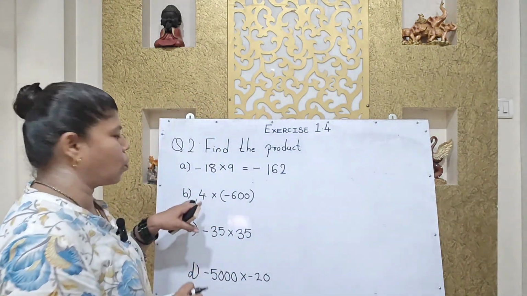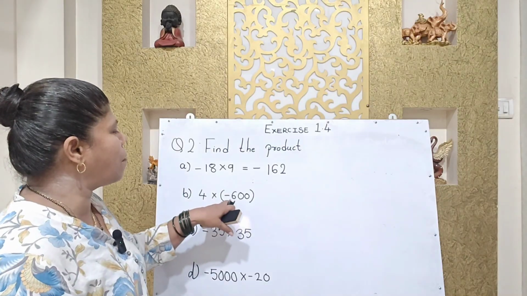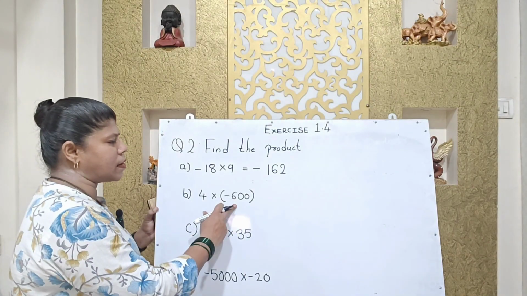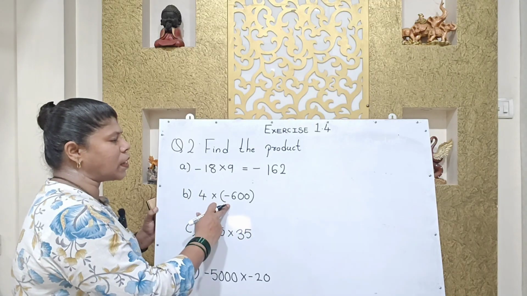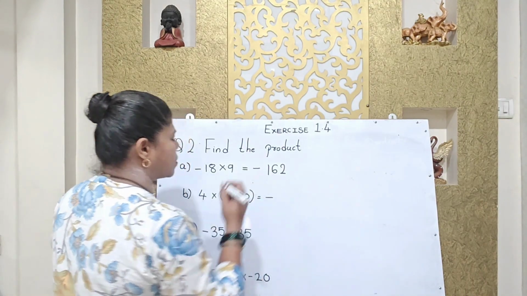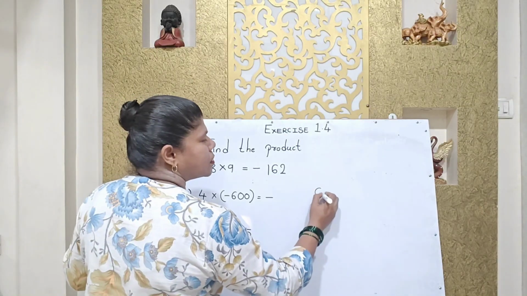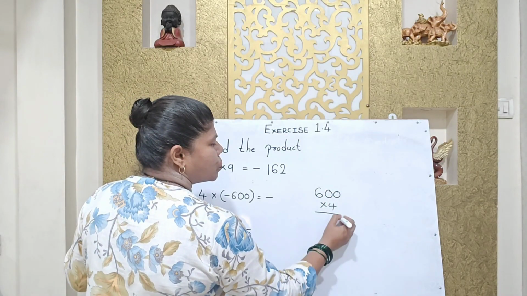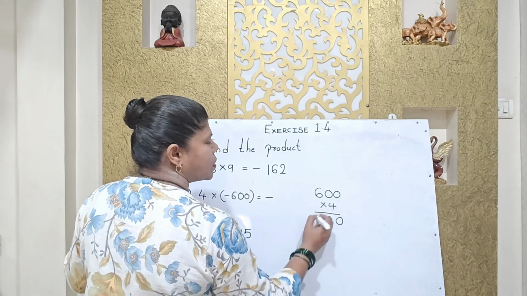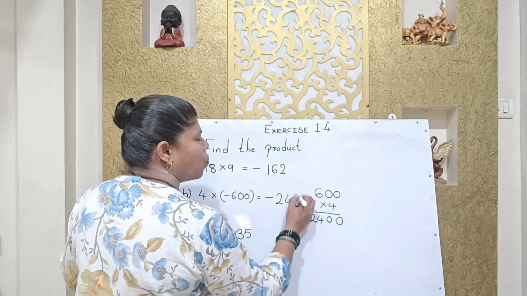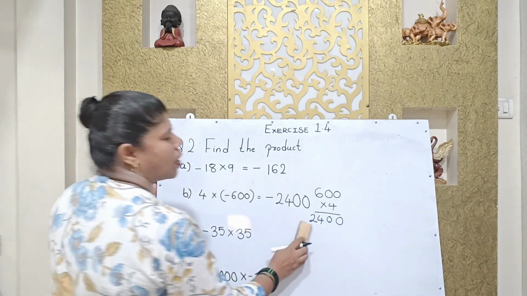Question number B. 4 multiplied by minus 600. Here 4 is positive, 600 is negative. Positive, negative, opposite signs, negative. The answer will be negative. So 600 multiplied by 4, 4 6s are 24. 2400 will be the answer.